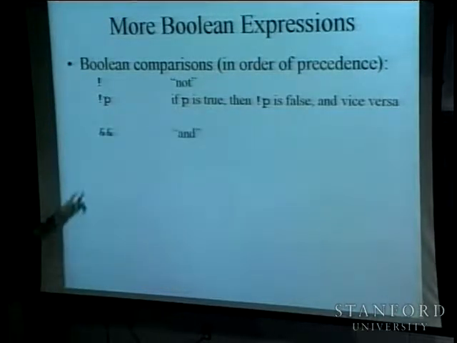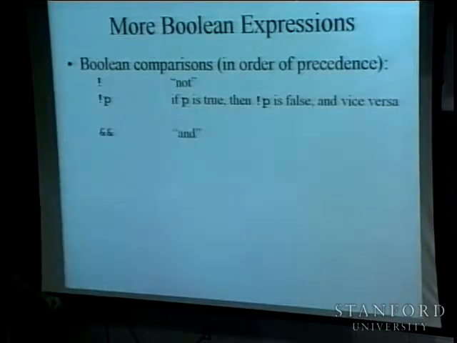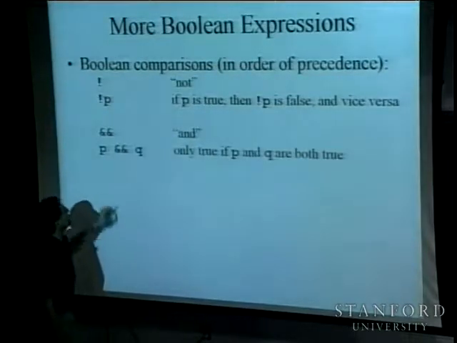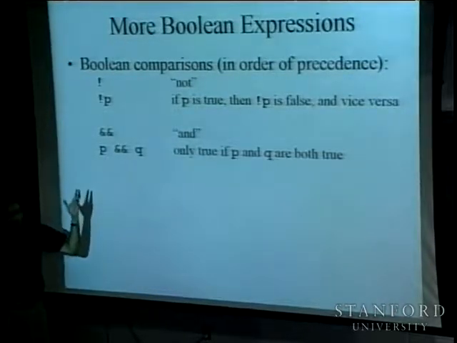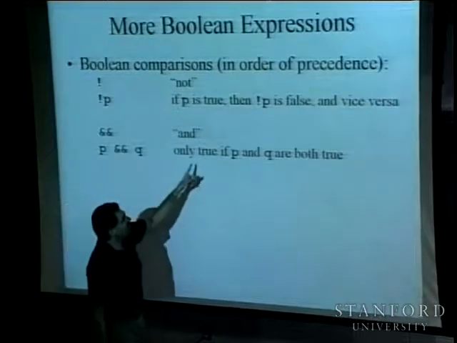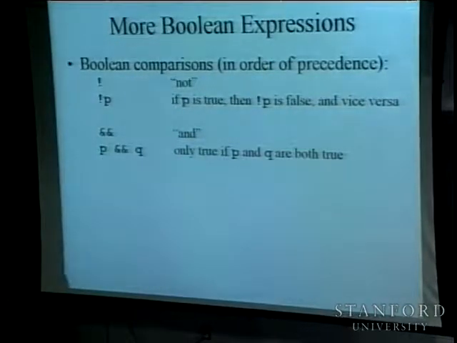Okay? There's and, which is ampersand, ampersand. Get to know where the ampersand keys on your keyboard are. This is logical and. What that means is if I have 2 Boolean expressions, P and Q, they can either be variables or expressions. P and Q is only true if both of the sub-expressions P and Q are both true. If either one is false or both are false, it is false.